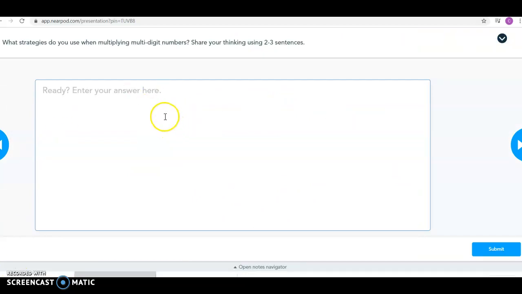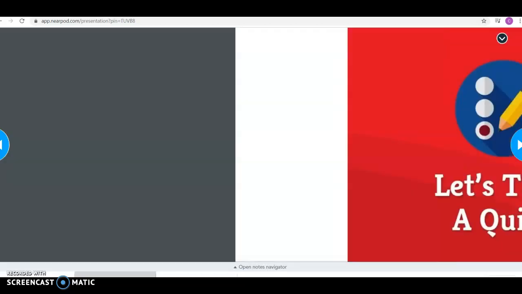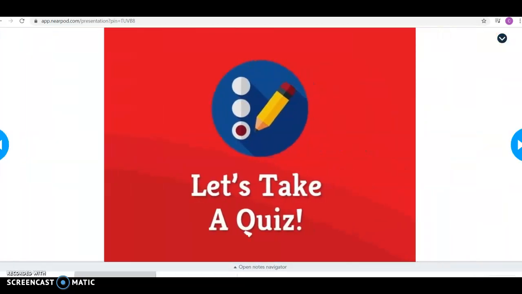They also have open-ended questions. For example, this one: what strategy do you use when multiplying multiple digit numbers? Share your thinking using 2 or 3 sentences. So the student would type in their answer and then be able to move on. And those are your formative assessments throughout.